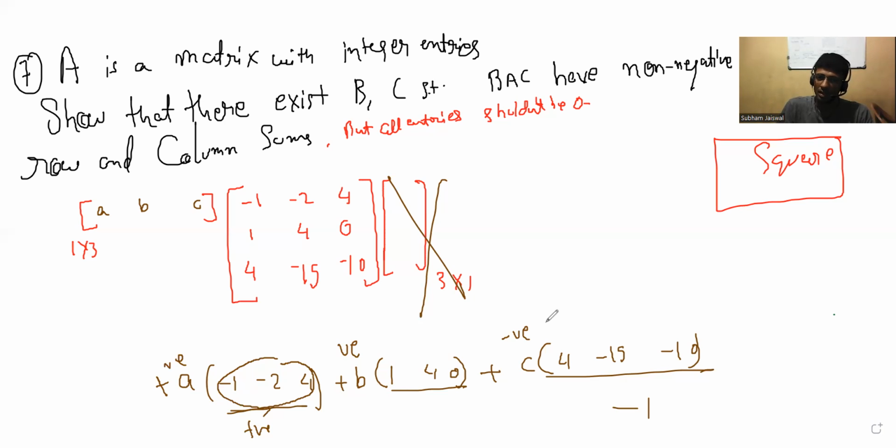Yes. If the row sum was 0, right? So if R1 plus R2 plus R3 was 0, then no matter what combination you take, it will still remain 0.